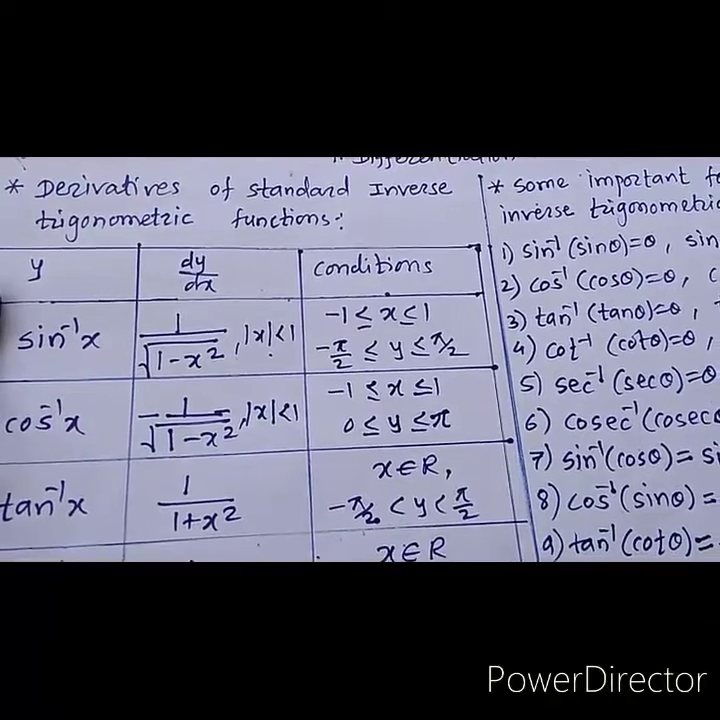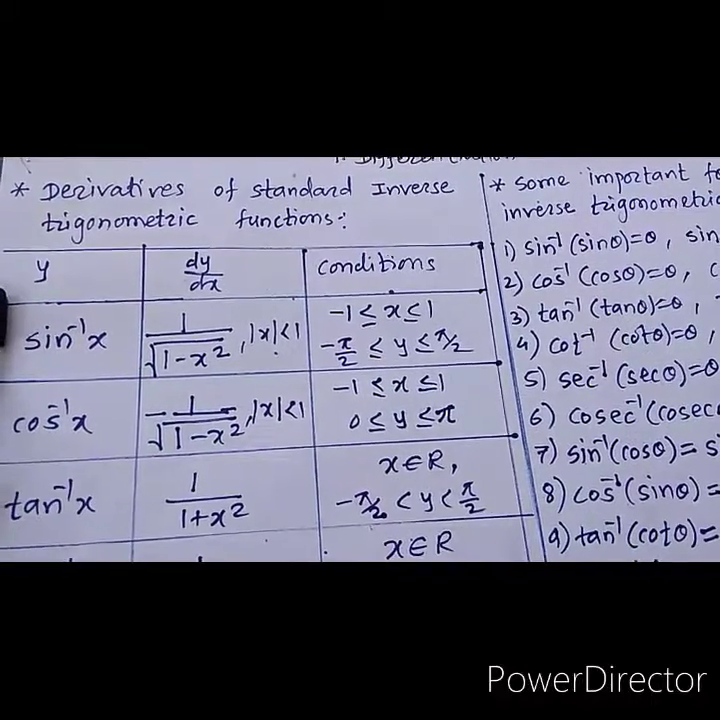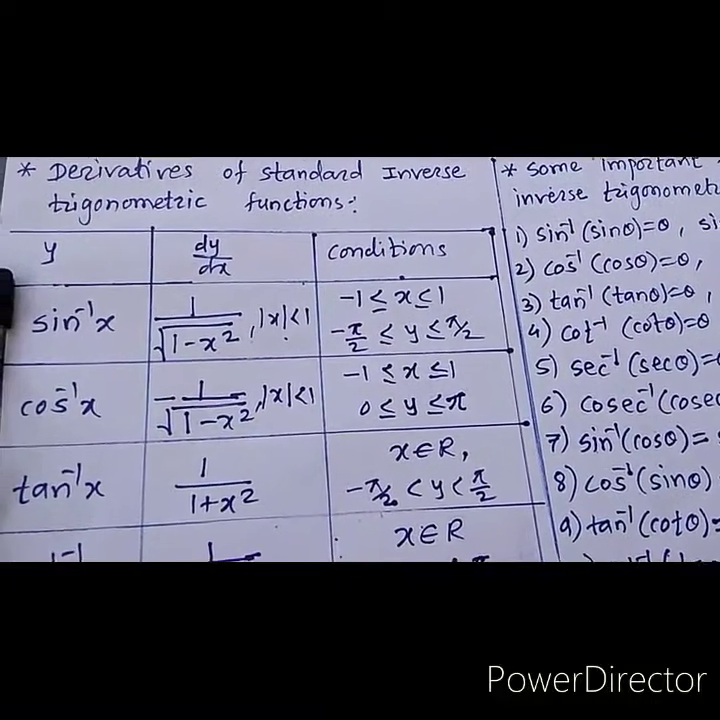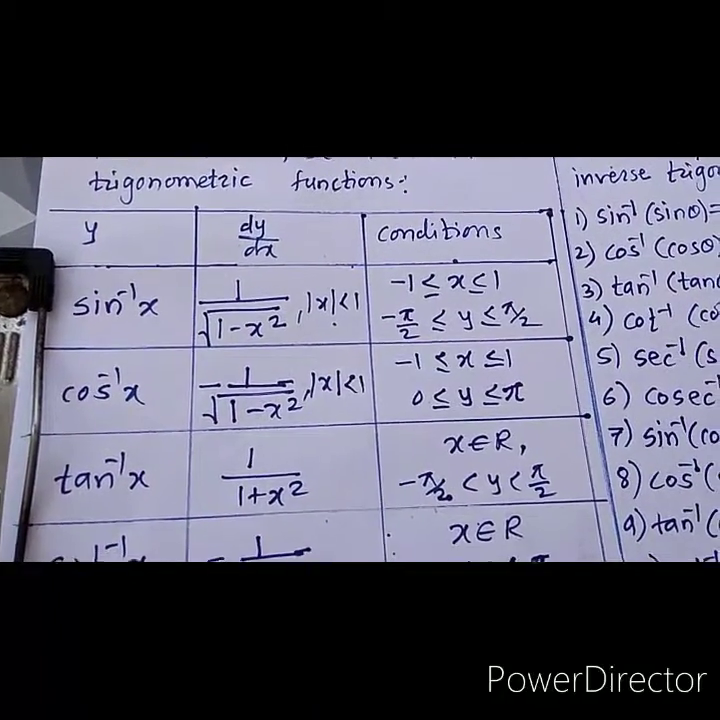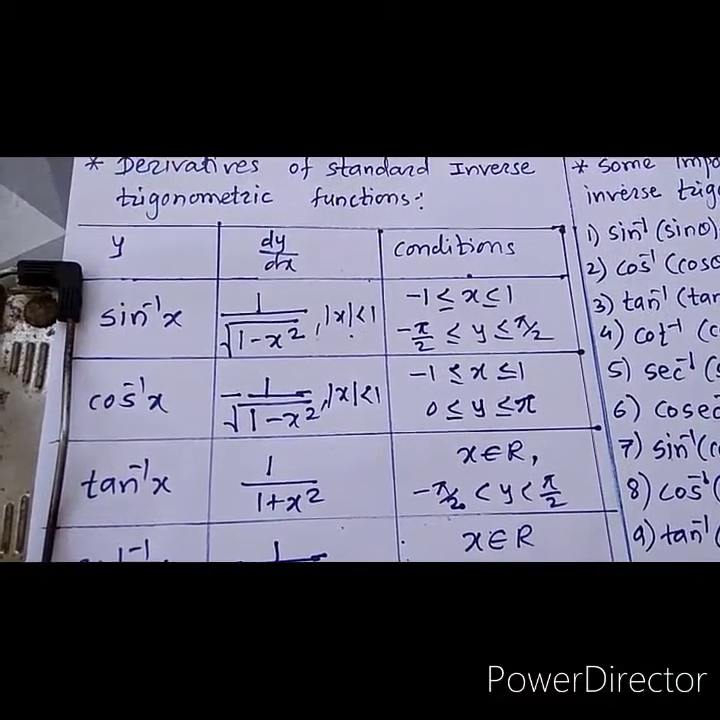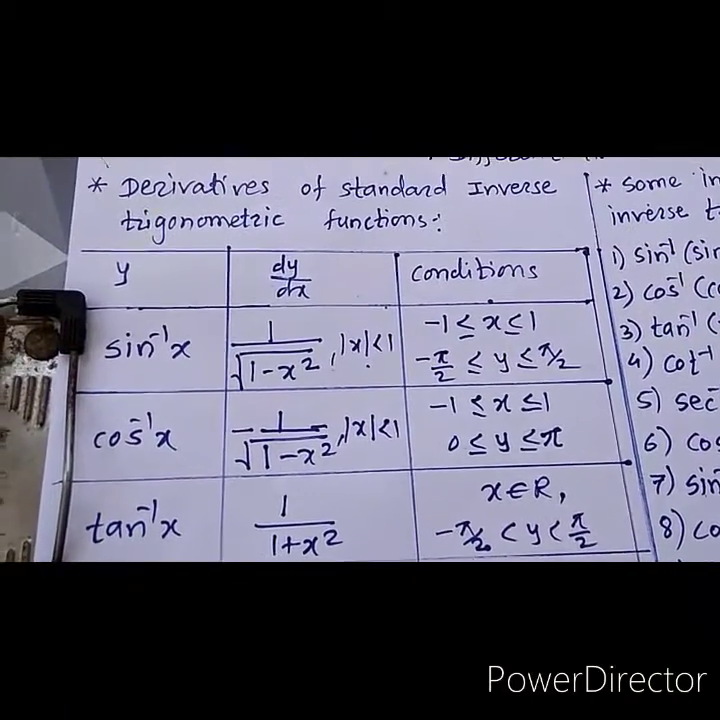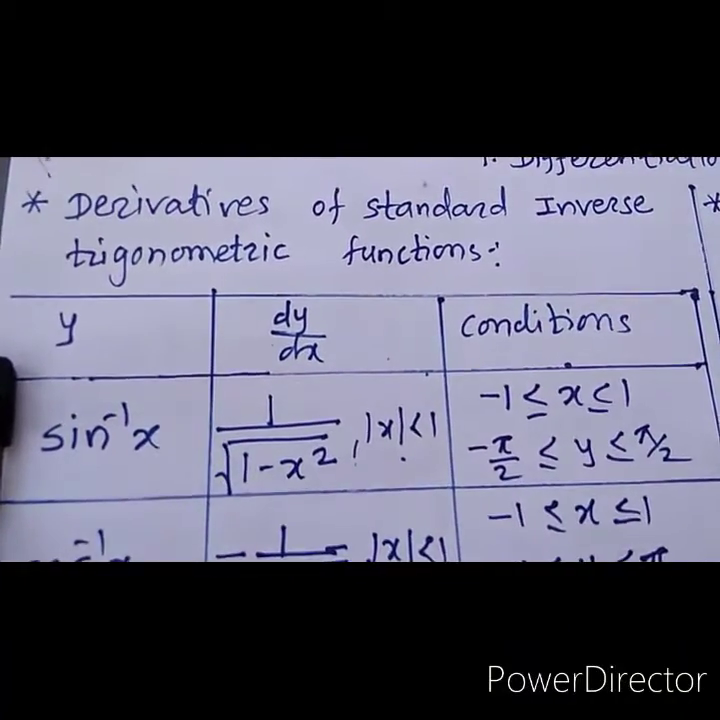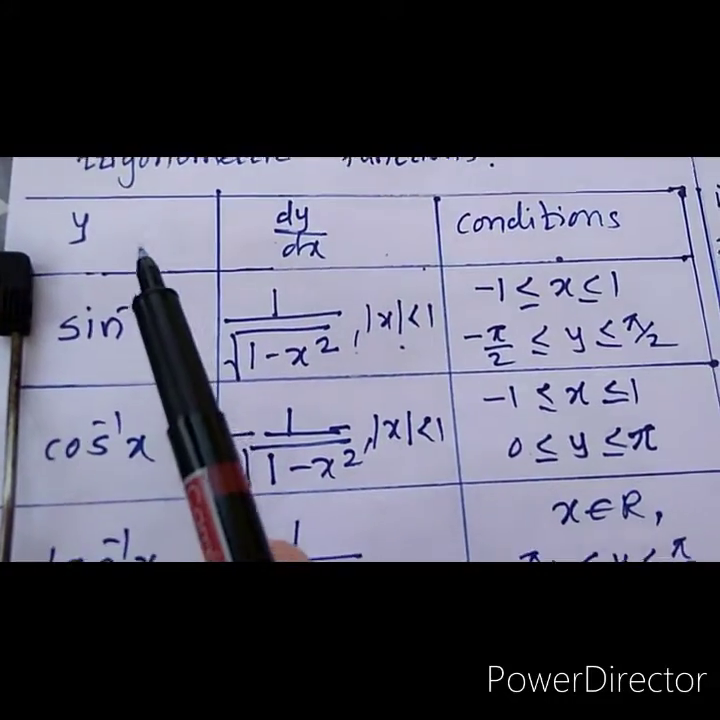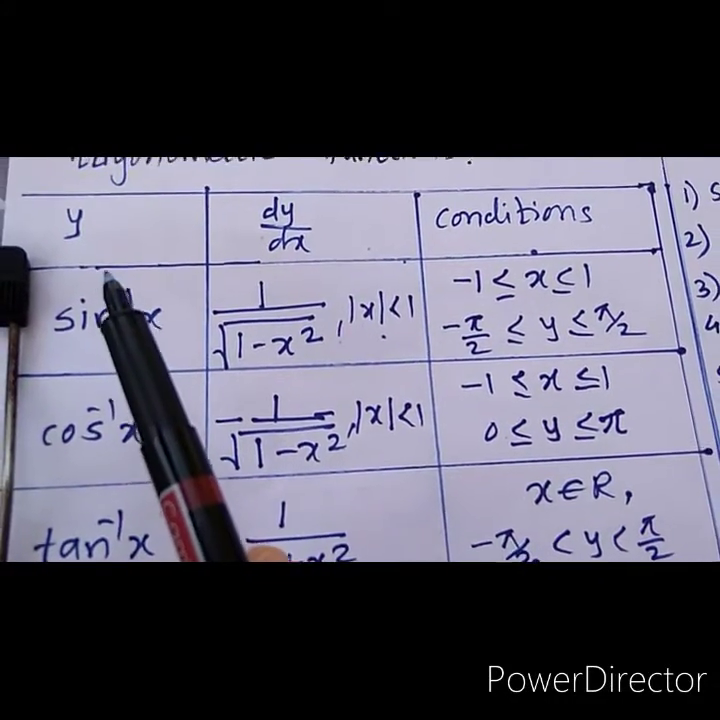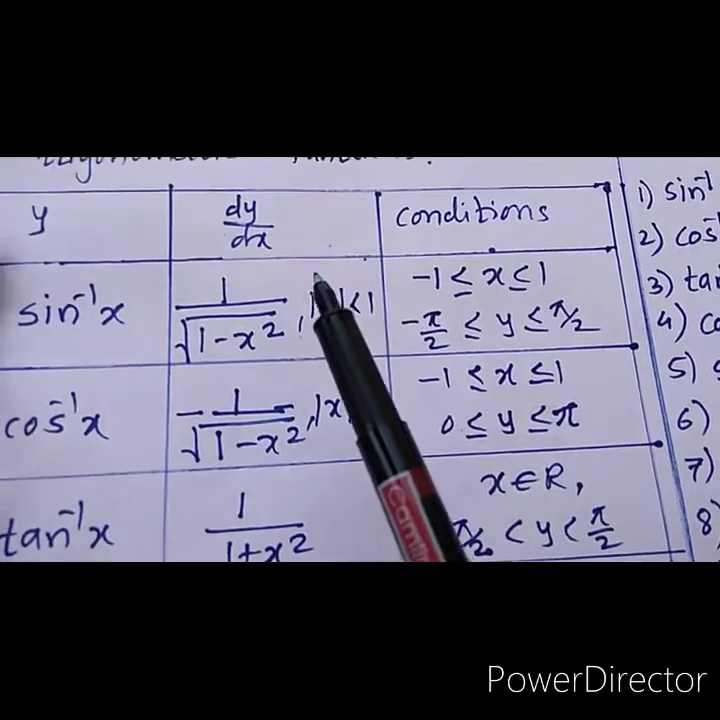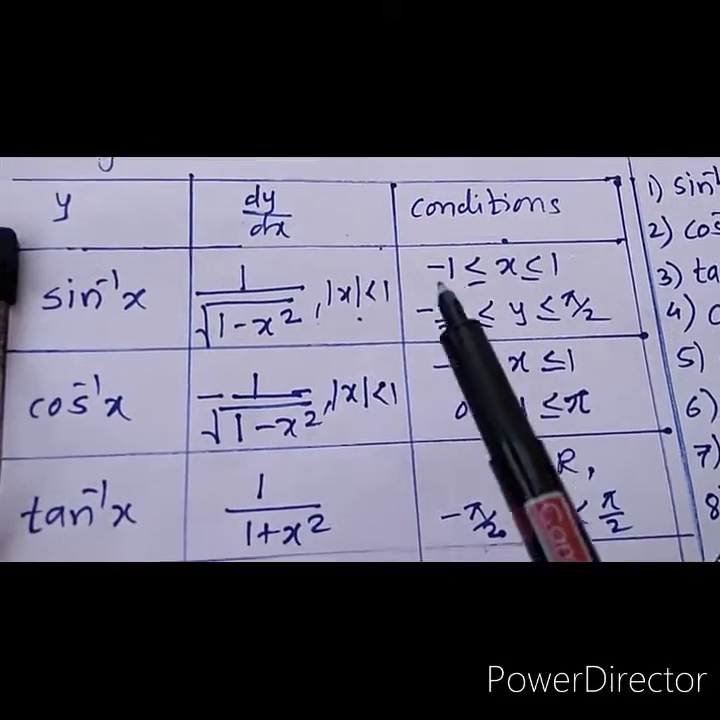In the previous video we have seen derivatives of standard inverse trigonometric functions and its proof. So you have to write all these formulae and you have to learn them. Don't forget to write these formulae in your notebook. Let us see derivatives of standard inverse trigonometric functions. Functions are given, that is y is equal to f of x, and its derivative and the conditions.